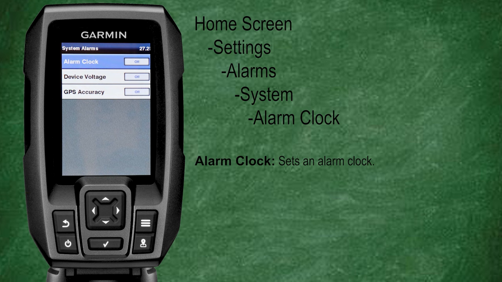Now we're going to be looking at how to add the numbers feature to the home screen. The number screen is a pretty useful feature to add. It displays a whole lot of information in an easy to read and quick to access format right from your home screen. And at the end of this segment, I'm going to walk you through how I have my personal home screen set up on my Garmin Striker Fish Finder.